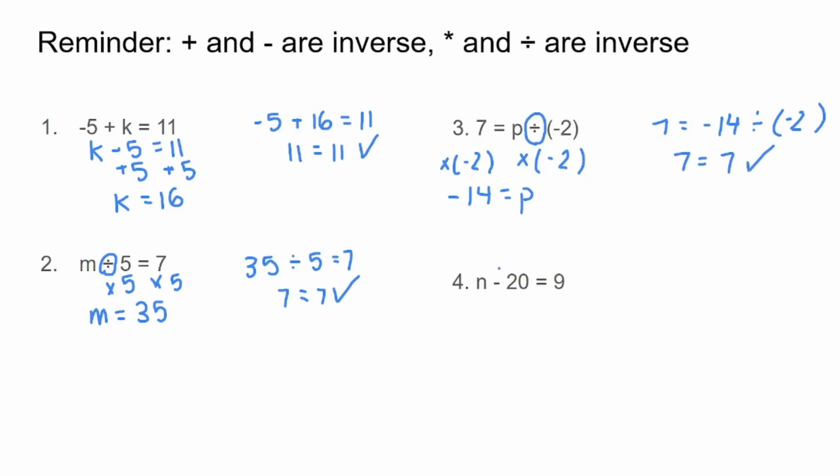Correct? And then we have n minus 20 equals 9. So this is going to be subtraction. So we're going to add 20 on both sides to isolate that variable. And we get n equals 29. To check our work, we're going to do 29 minus 20 equals 9. With 9 equals 9, we know that we are officially done with the problem.